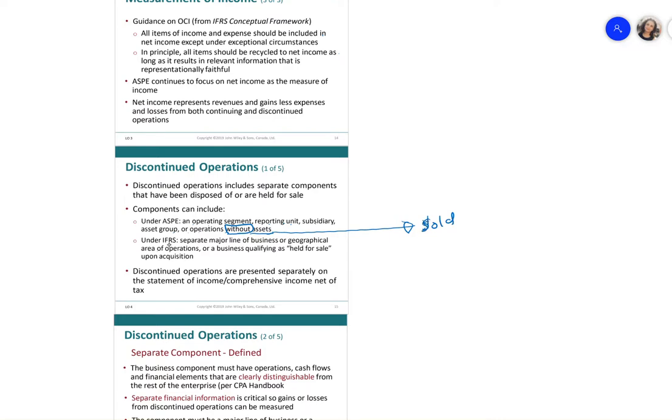Under the IFRS, some major line of business or geographical area of operation or a business qualifies as held for sale upon acquisition. So discontinuing operation is presented separately. It's not part of the continuing operation. It's part of your discontinuing operation.